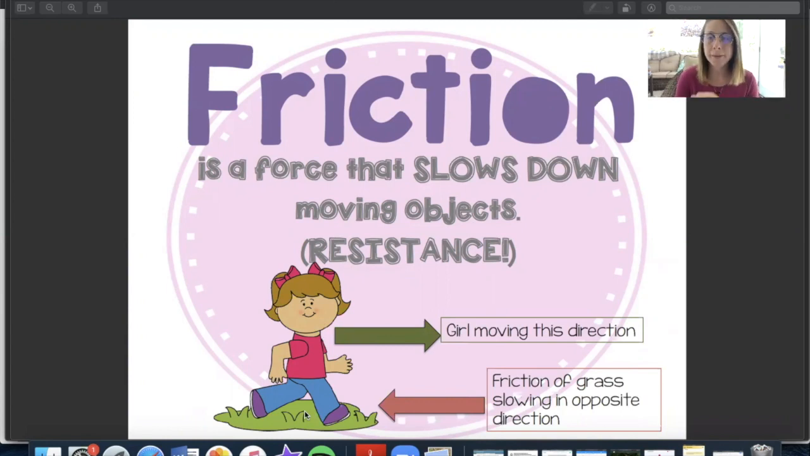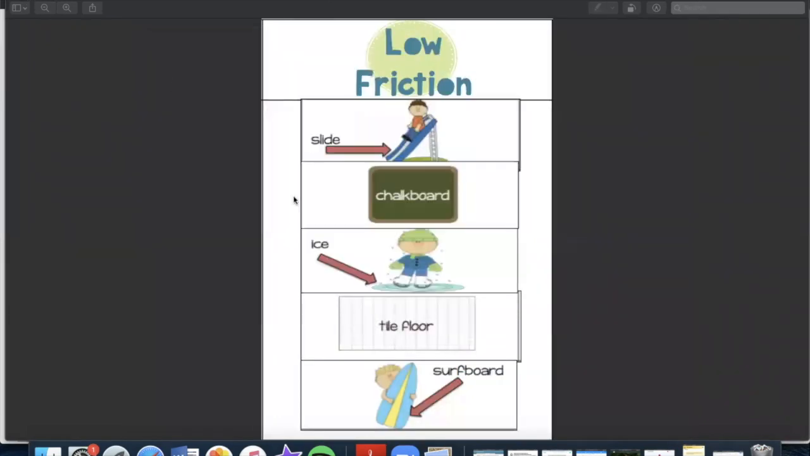between them, okay? And last week, what we did was a friction lab all about low friction, or finding the least amount of friction. And here are some great examples, right? Going down a slide, there's very little friction. You slide right on down and it happens fast. Writing on a chalkboard, low friction. Skating on ice is very slippery, low friction. A tile floor, low friction. And a surfboard, you're going to have low friction with a surfboard, right? That's what you guys were testing out last week.